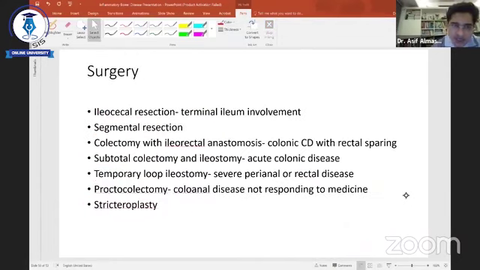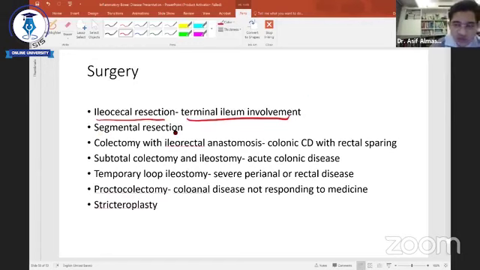Surgery. You don't have to know all of this, but I will discuss a little bit about it. Ileocecal resection, when the terminal ileum is involved, there may be a stricture over there and there may be recurrent obstruction. You do limited resection. We do not do a total right hemicolectomy. You just remove the ileum and the cecum and then anastomose. You always anastomose the ileum with the ascending colon. That's because we want to preserve the intestine as much as possible.